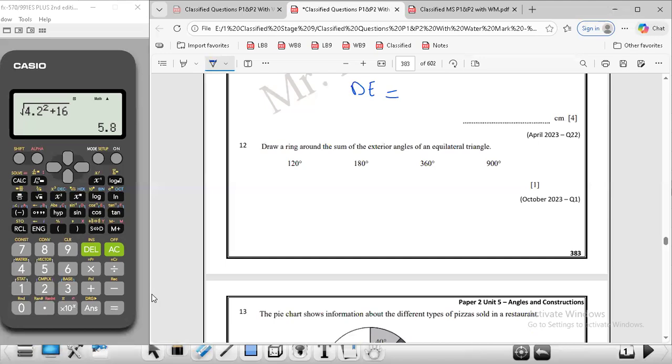Draw a ring around the sum of the exterior angles of an equilateral triangle. The sum of the exterior angles of any shape in the world is 360 degrees. Sum of the exterior angles of any shape is 360.